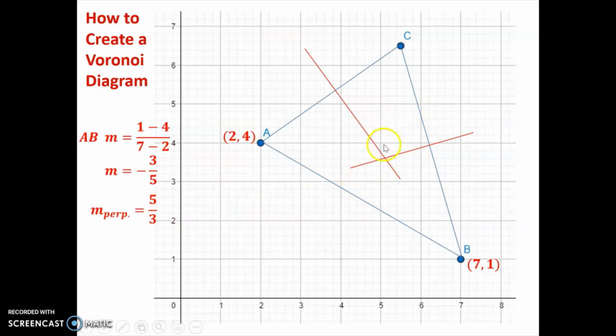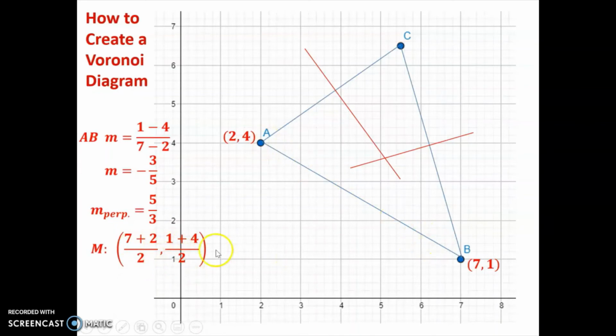Now we have a slope, but we want to make an equation of that perpendicular line. We know the slope. To make an equation, we need a point also. Do we know a point that the perpendicular would pass through? Well, it would certainly pass through the midpoint because this is going to be a perpendicular bisector. So we need to find the midpoint. And the midpoint of this line is found using the midpoint formula.